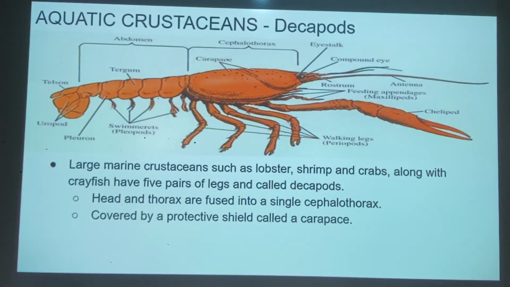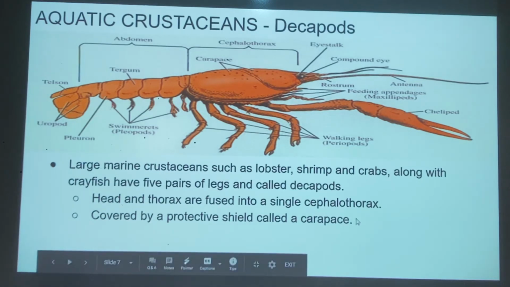And then the decapods specifically are going to be the large marine crustaceans such as lobsters, shrimp, and crabs, along with some of the crayfish or crawdads. They have 5 pairs of legs, and they are called decapods. They have a head and a thorax that are fused into a single cephalothorax. So cephala, C-E-P-H-A, stands for head, or means head in Latin, and then thorax is going to be that middle part of the body.